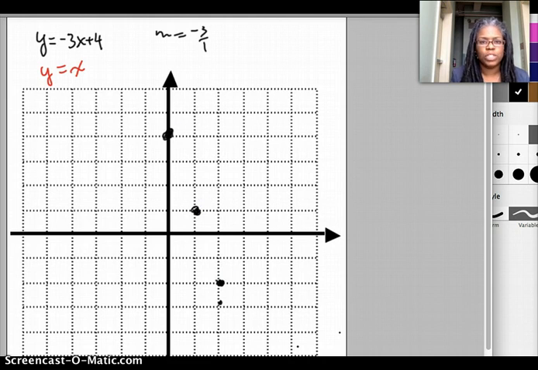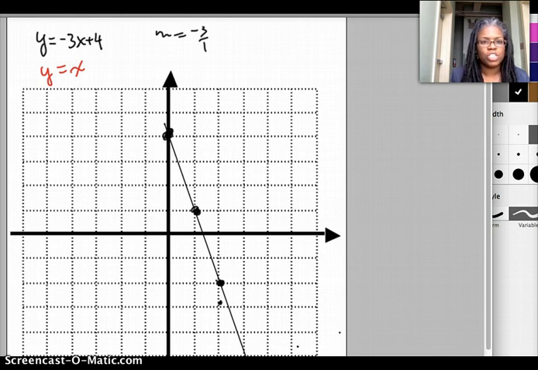So I am going to grab a line drawing utility, make sure it's black, and do my thing. And so here's my line. When you draw a line, sometimes you want to extend it out as far as you possibly can in order to make sure that you can find the intersection point.